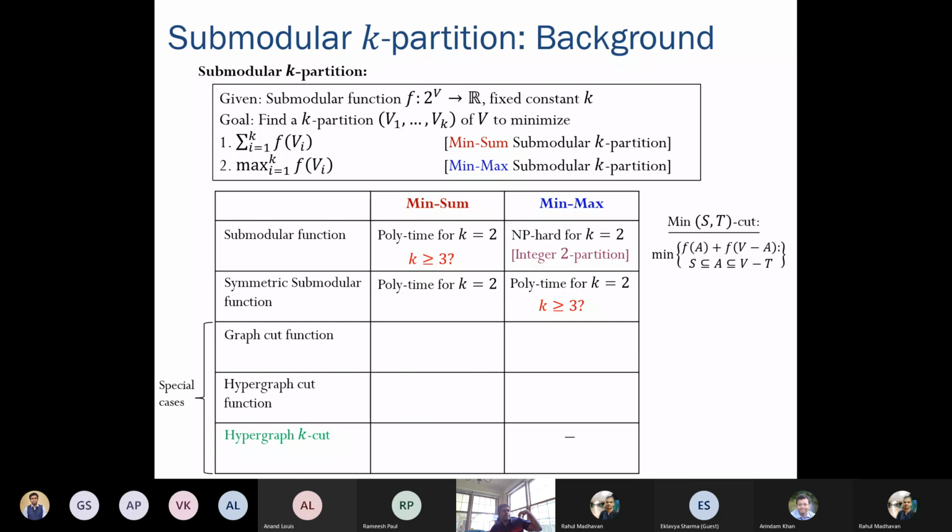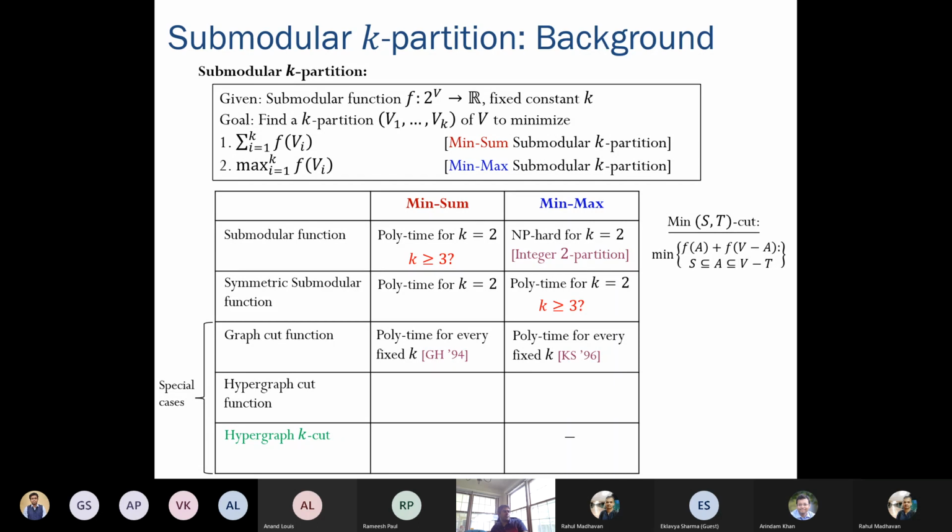Right. So for these special cases, let's first talk about graph cut function, min sum graph K partition. We already saw that min sum graph 3 partition is already non-trivial. You need some new ideas to solve this. Nevertheless, this has been done before, back in the early '90s. Goldschmidt and Hochbaum showed that min sum graph K partition is polynomial time for every fixed K. And the min-max graph K partition is also polynomial time for every fixed K. This follows via results due to Karger and Stein.